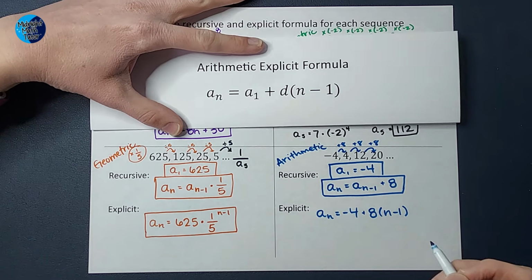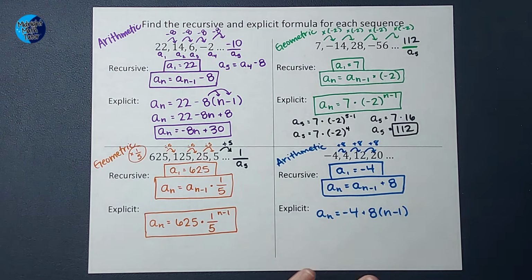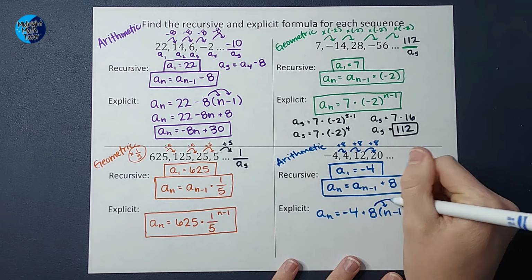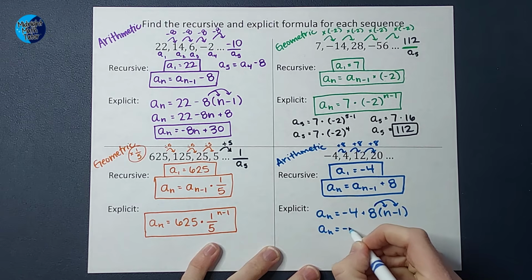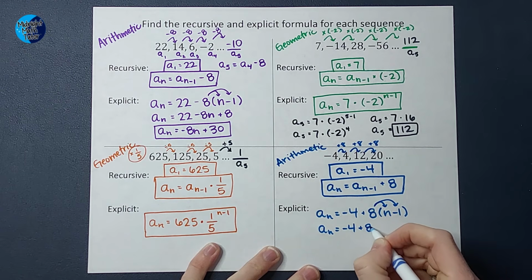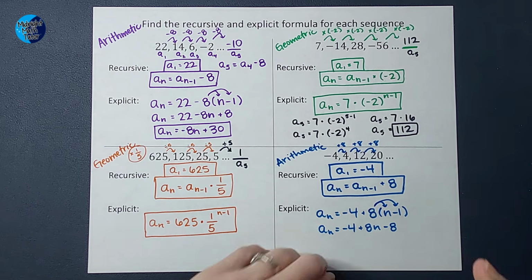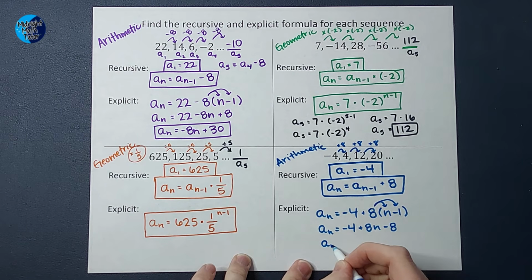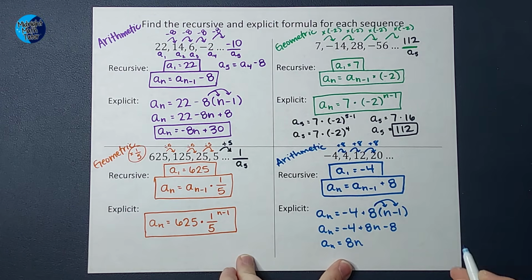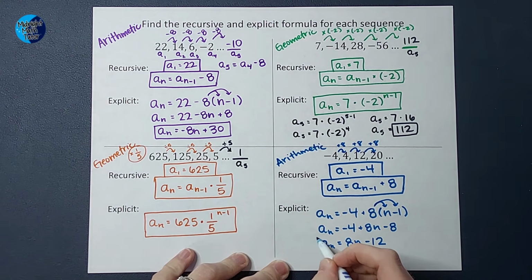Okay. Now, we usually like to simplify that down, right? Get rid of our parentheses. So we're going to distribute that 8 in. So we have a sub n equals -4 plus 8n minus 8. There might be some teachers that are okay if you just leave it like this. Personally, I like to clean it up, but you do you or what your teacher wants you to do. So this ends up being a sub n equals 8n minus 12.